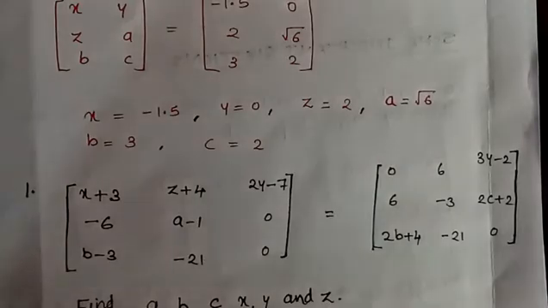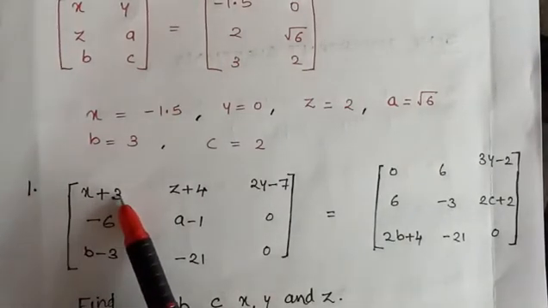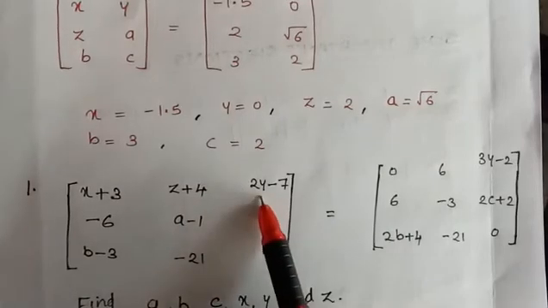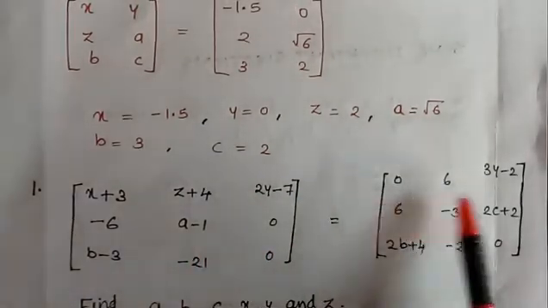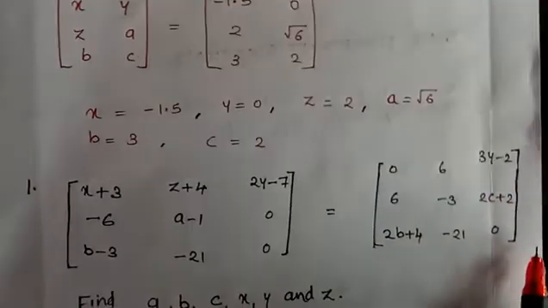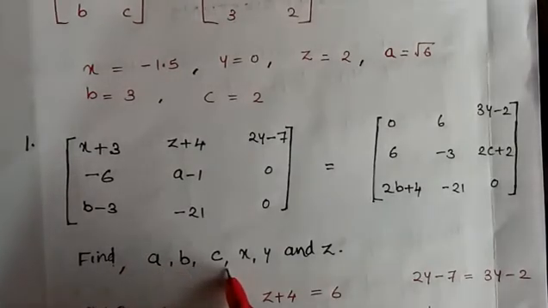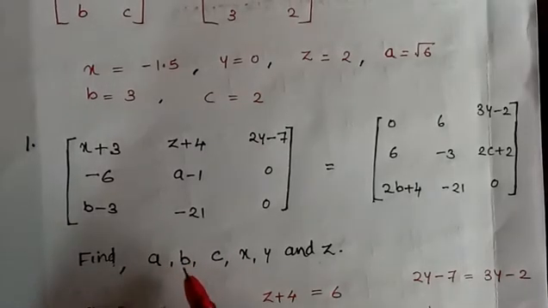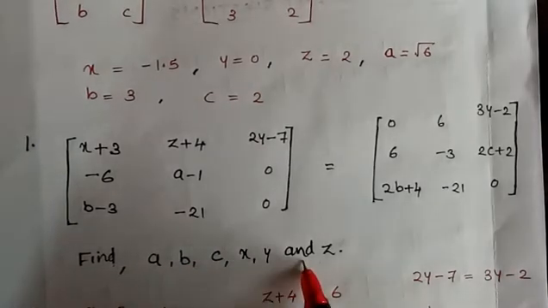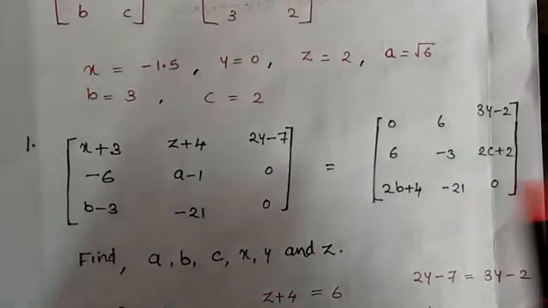Then consider an example. In this case, the matrix X plus 3, Z plus 4, 2Y minus 7 is one matrix and this one is another matrix. Then the question is, find the values of A, B, C, X, Y, Z. So how can we find the answer? This is based on the concept of equality of matrices.